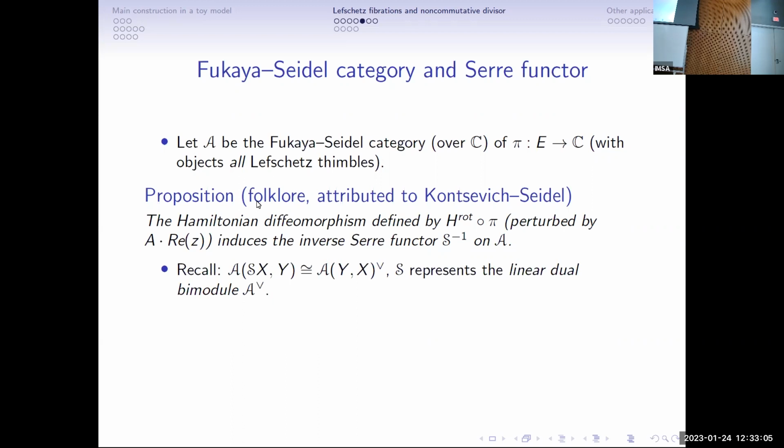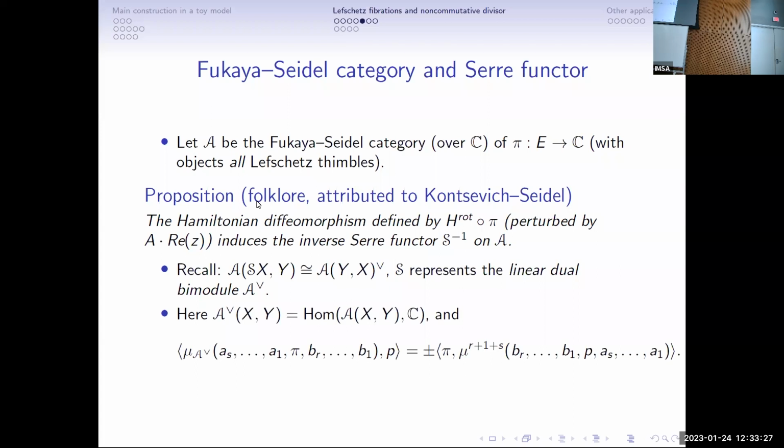Recall that the Serre functor could be characterized axiomatically using this kind of duality statement. On the other hand, the Serre functor actually represents the linear dual bimodule, in the sense that if we insert the Serre functor in the first component of the diagonal bimodule, that will give us the linear dual bimodule, where here is the definition of the linear dual bimodule. You more or less just take the dual of the Hom spaces in the diagonal bimodule, and you dualize the structure maps back using this kind of pairing.